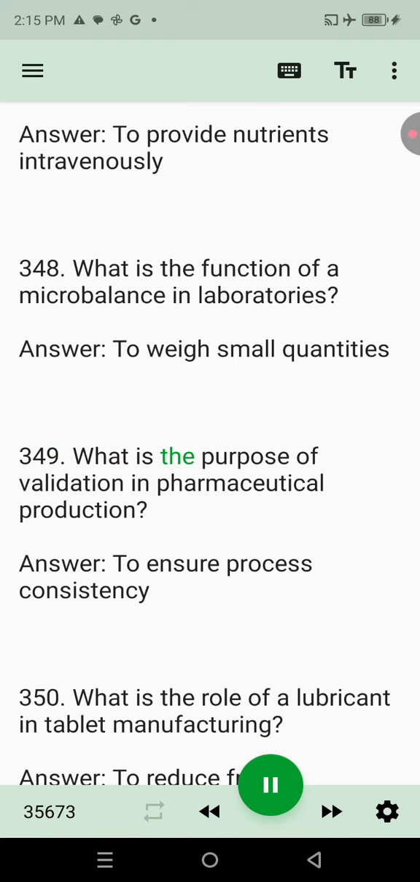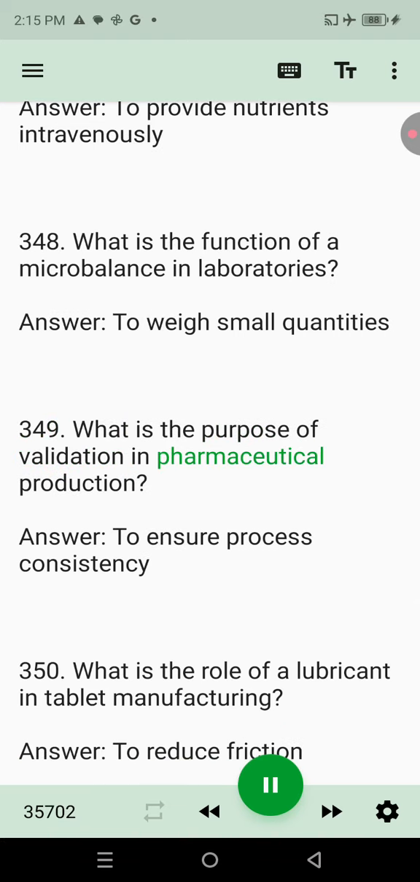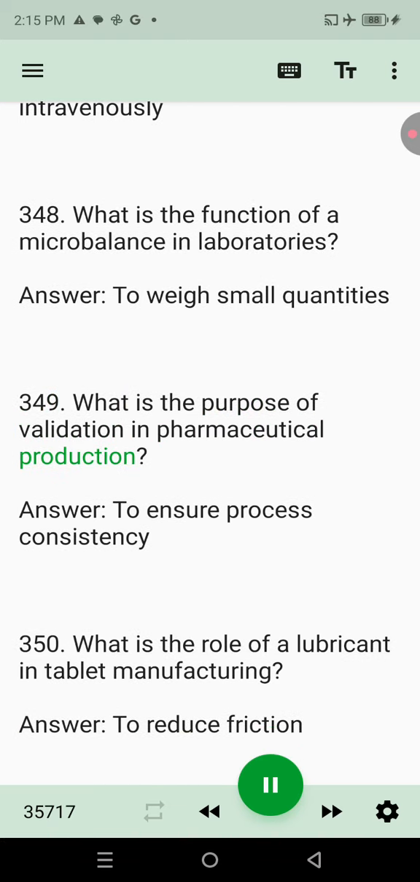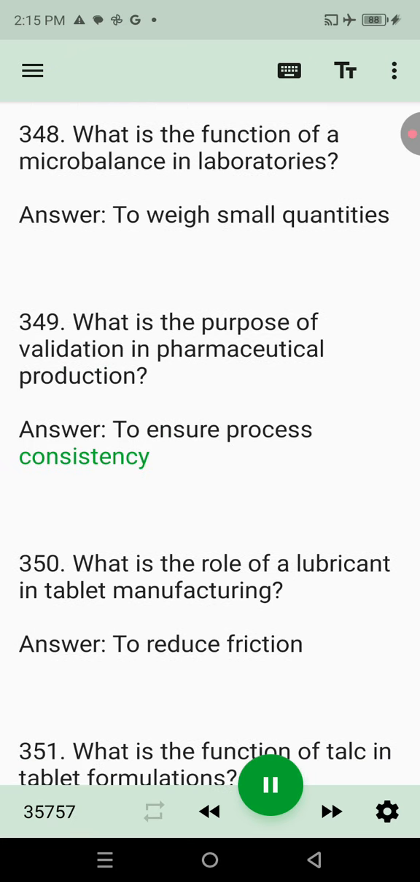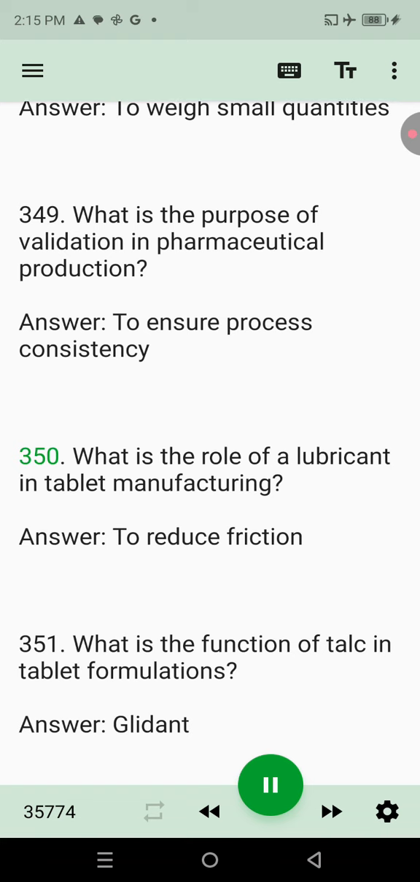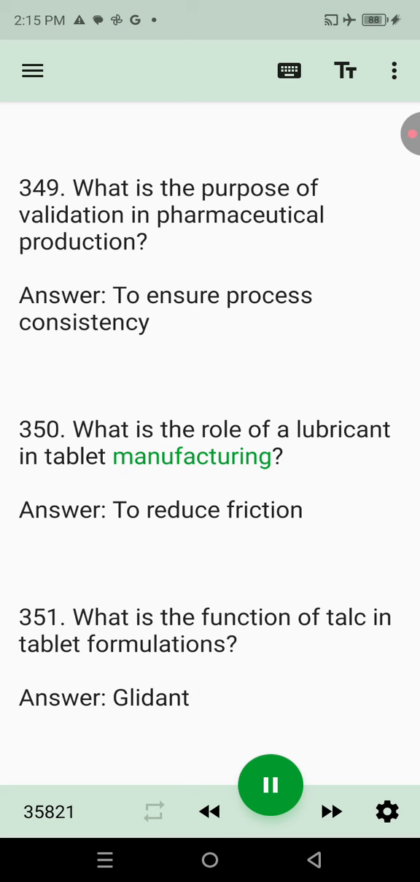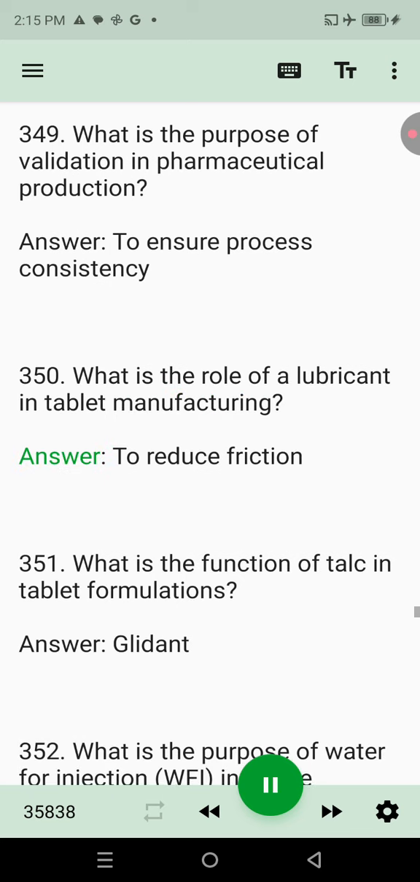349. What is the purpose of validation in pharmaceutical production? Answer: to ensure process consistency. 350. What is the role of a lubricant in tablet manufacturing? Answer: to reduce friction.